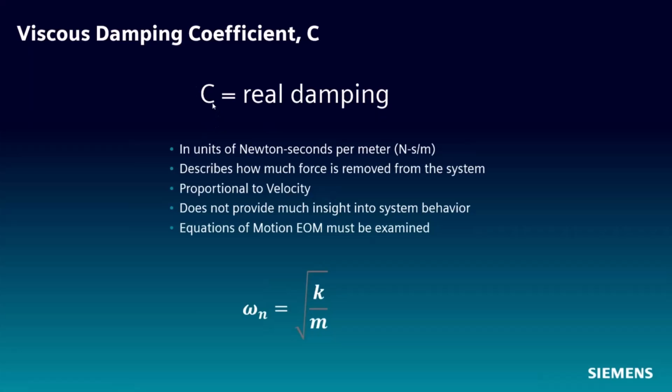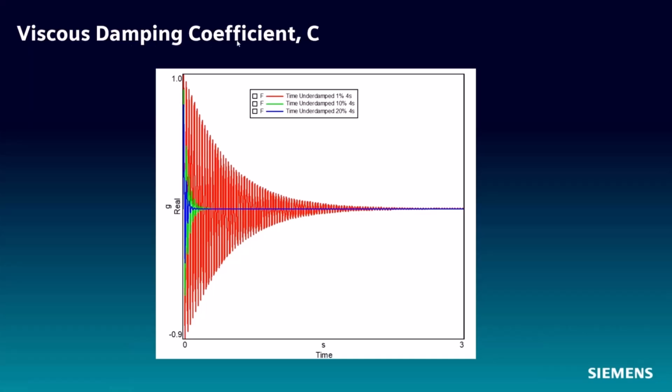But the problem with this coefficient of viscous damping, or the actual real damping value of the system, is that it doesn't really give you any insight into the system behavior. So we have to look at the equations of motion to really understand that. And what we get into is trying to understand damping universally, not just in terms of the damping coefficient. What that gets us to, if we look at the time signal here, we can see the effect of different amounts of damping, or different percentage dampings in each of these time traces.